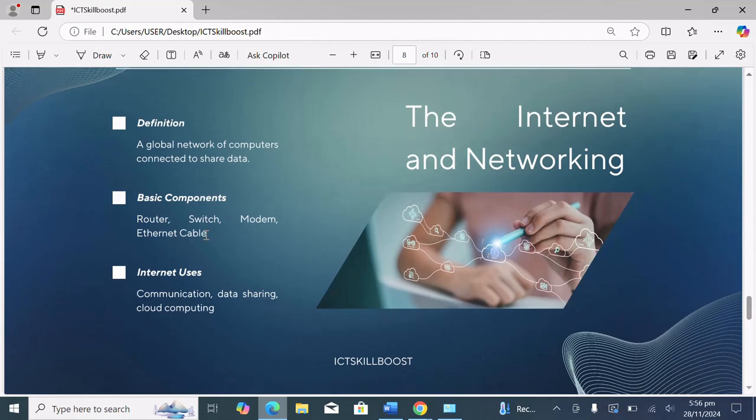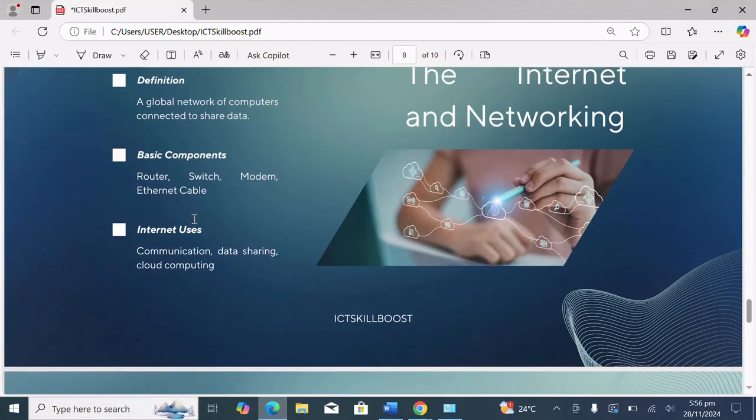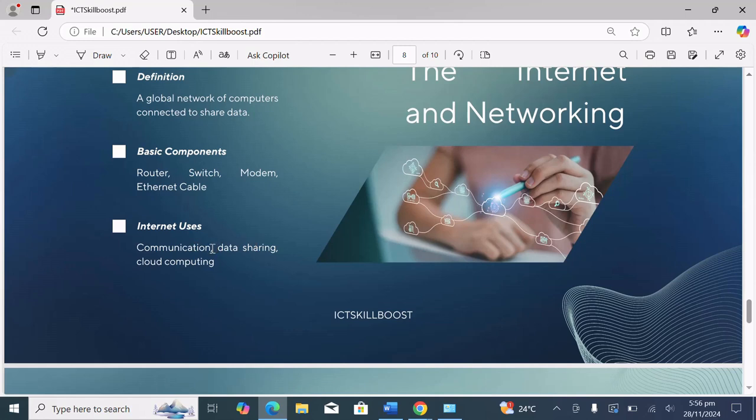So we have the basic components of the internet. We have a router, switch, modem. These are things that you can use for accessing the internet, and some of them are just used for managing internet protocols. The users of the internet, we know them. We can use them for communicating, like on Facebook, WhatsApp, Instagram, all the social media platforms. We communicate using the internet. We do data sharing, PDFs for those who are students, and also we share audios, videos, all sorts of things. There's what we call cloud computing.